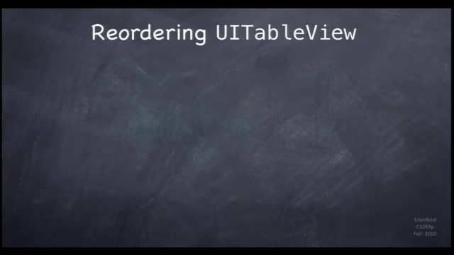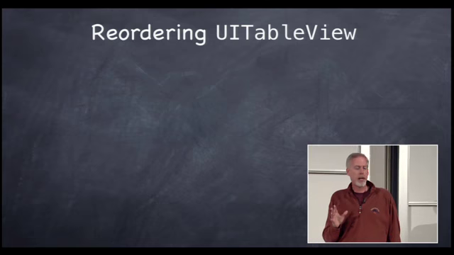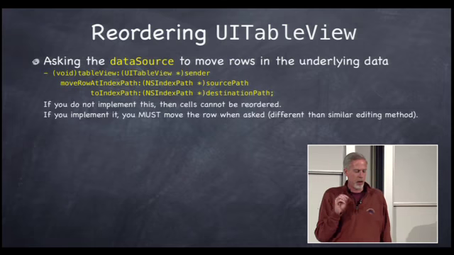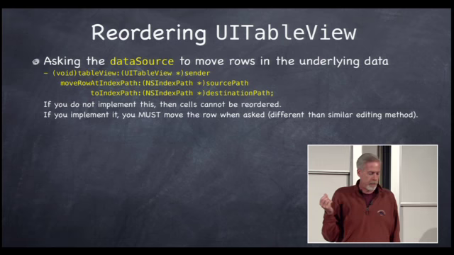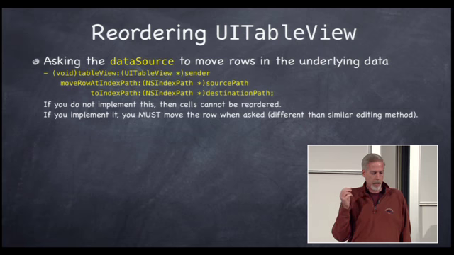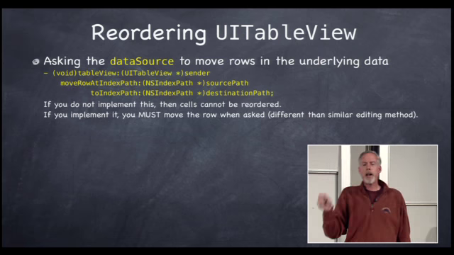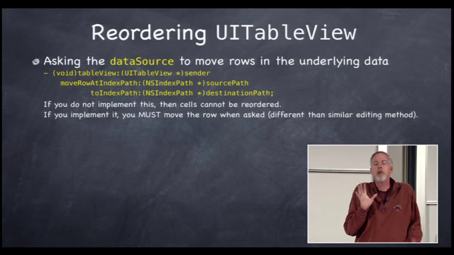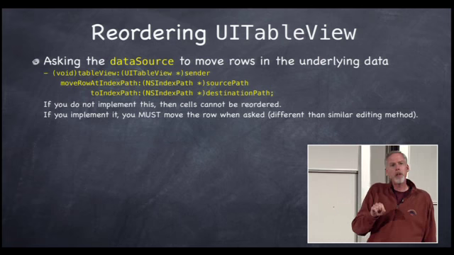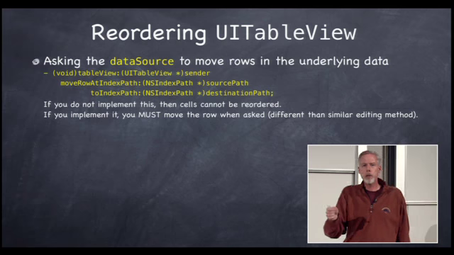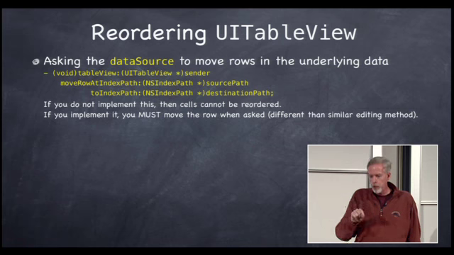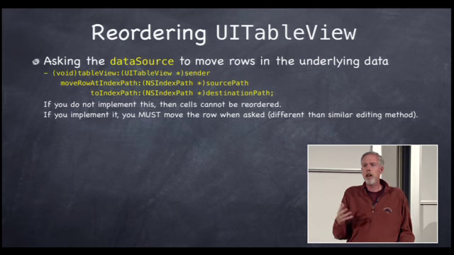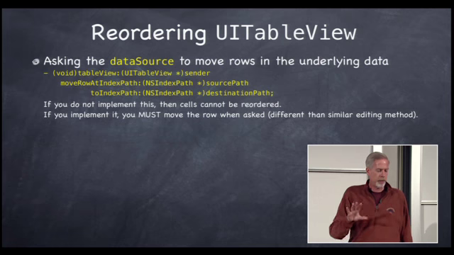Okay, reordering. I'm going to go through this quickly. I'm not really going to tell you how to do this because it's a little bit complicated. It's sometimes confusing because it's a little different than editing. These methods are all a little different, like moveRowAt indexPath. In the edit case, if you got that commit editing and you decided, oh, I don't really want to delete this, you could just not do it. But here, if you move, you must do it. So if you allow the user to move and reorder things, when it gets moved, you have to move it in your model. You really can't say, oh, no, I really don't want to do that. That's a little different.